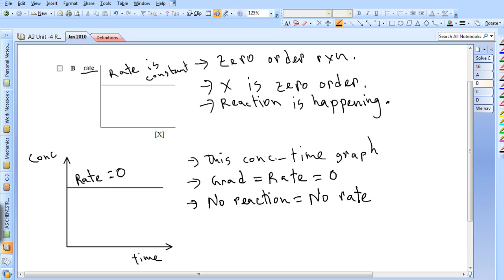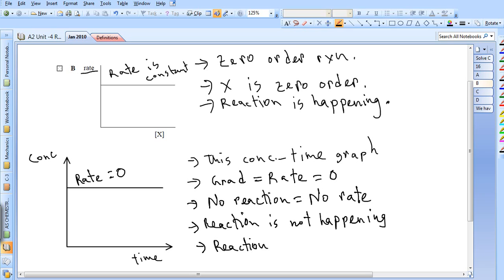So most of the students get confused between these two graphs. In here the reaction is happening, but in here the reaction is not happening, or in other words we can say that the reaction has stopped. Since there is no rate, the reaction has stopped. As simple as that.